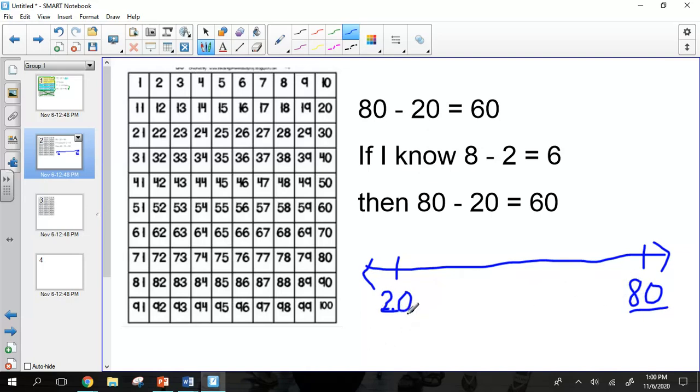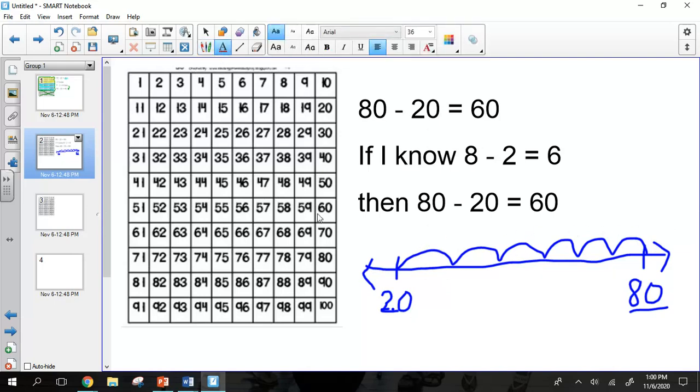Well, I'm at a number that ends in a 0, so I can do 10 jumps. So let's count by tens. I'm at 20. 30, 40, 50, 60, 70, 80. So look at those jumps. Now I've got to figure out, well, how many jumps did I count? And I'm going to type this in here because I think it'll be a little bit quicker. So what did I actually do? I did a plus 10 and a plus 10, a plus 10.